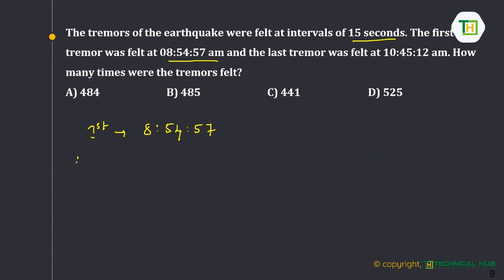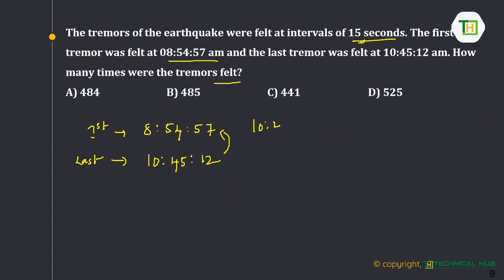And the last tremor was felt at, what is the time given? 10 hours 45 minutes 12 seconds. So how many times were the tremors felt? See, every 15 seconds a tremor is felt. The first tremor and the last tremor times are given. So first of all, you have to calculate the difference between these two times. So how can you calculate the difference?